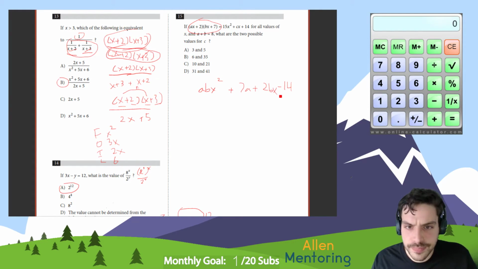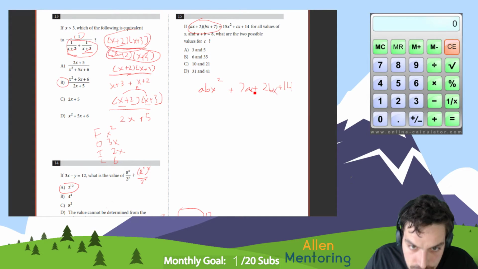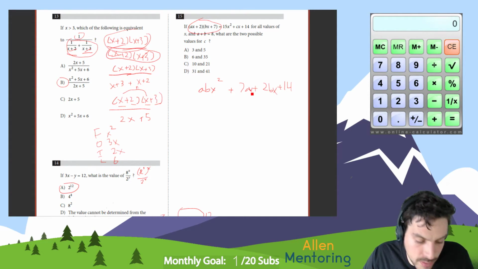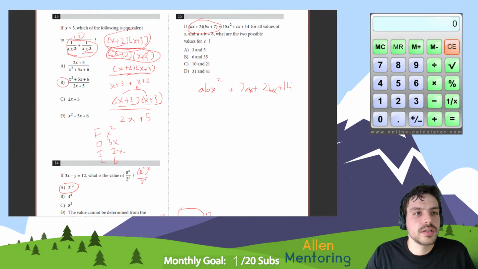Oh, what am I doing? Plus 14. Okay. Did I do that correctly? Outer. Oh no, sorry. Outer is 7ax. Okay, so that's probably going to come into play. So it's 7ax. This is an a, and that has to stop happening.